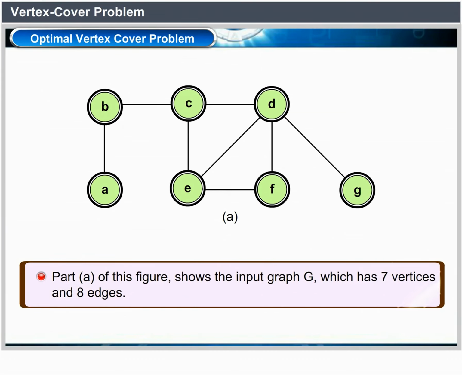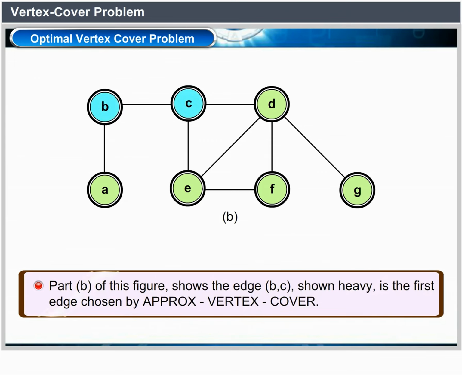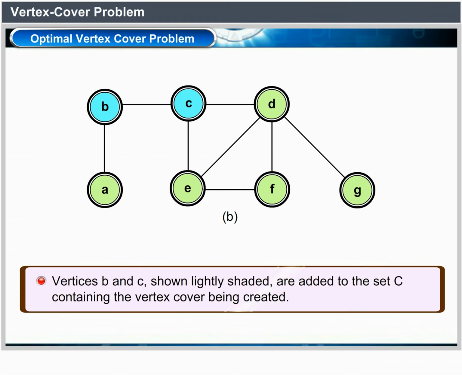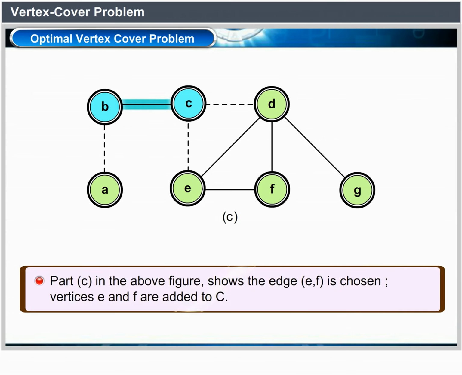Part B of this figure shows the edge (B, C), shown heavy, is the first edge chosen by APPROX-VERTEX-COVER. Vertices B and C, shown lightly shaded, are added to the set C containing the vertex cover being created. Edges AB, CE and CD, shown dashed, are removed since they are now covered by some vertex in C. Part C in the figure shows the edge (E, F) is chosen. Vertices E and F are added to C.